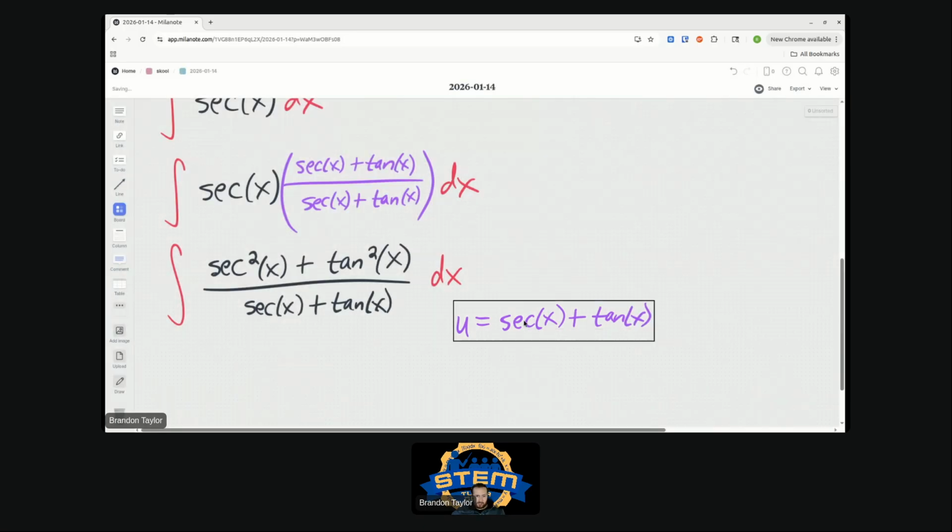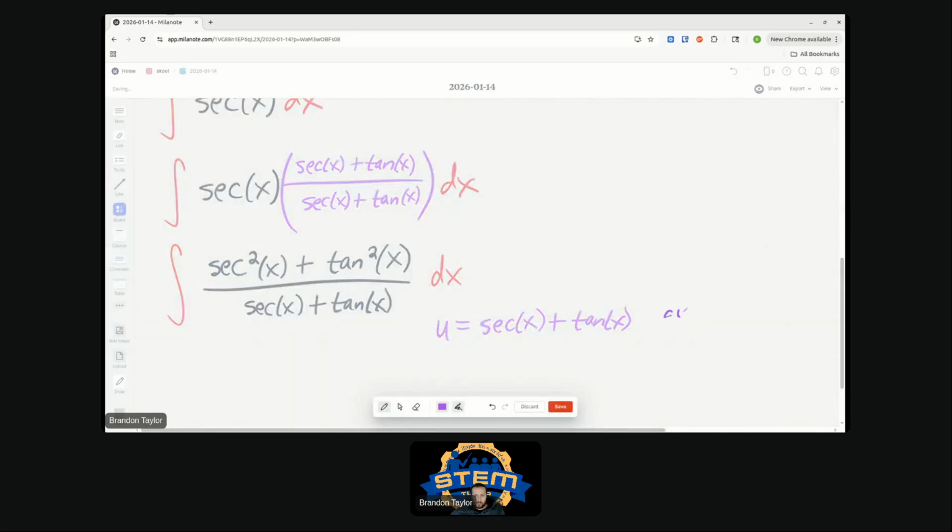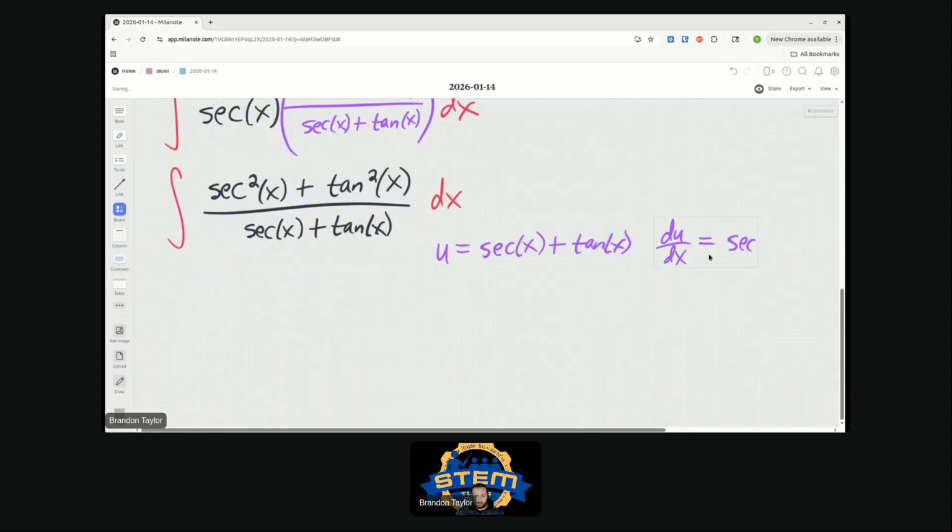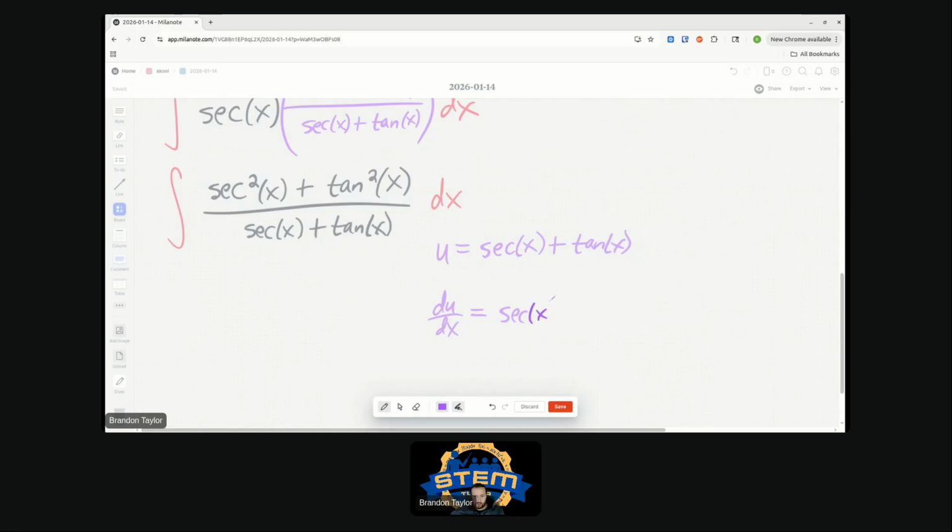And if that's u, what's du? Well, du dx is equal to secant x tangent x plus... That's the derivative. This is where, again, you need to know your derivative rules for trig functions. The derivative of secant is secant x tangent x, plus the derivative of tangent x is secant squared.